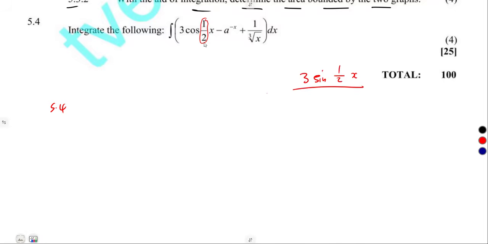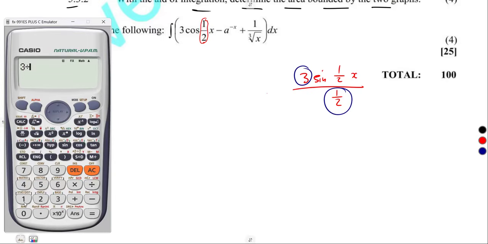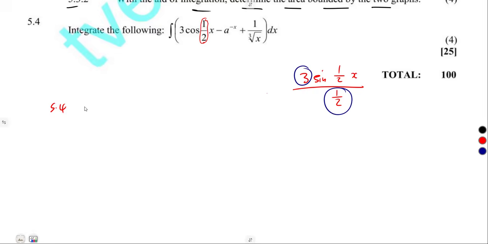You're supposed to divide by that coefficient of x, which is 1 over 2. So as we can see, it's now 3 divided by 1 over 2, which is 6 in that case. So that was going to give us a 6 sine of half x when simplified. So that's 6 sine of half x.